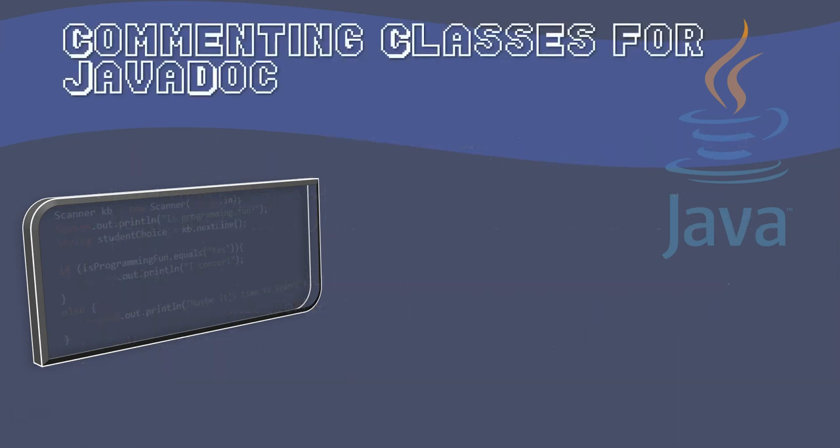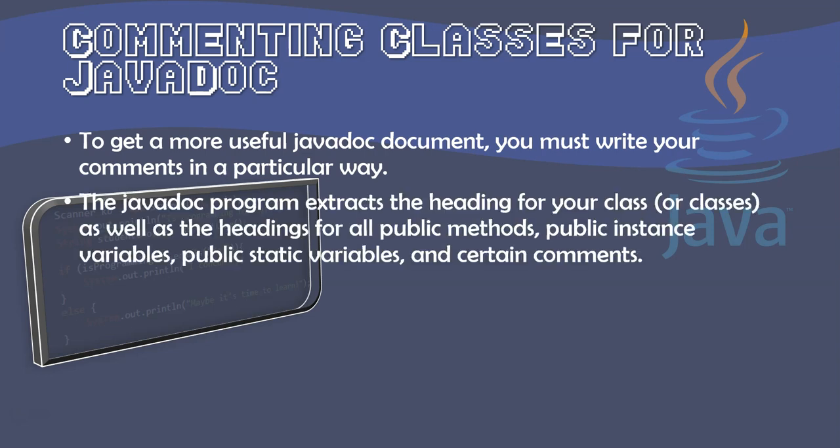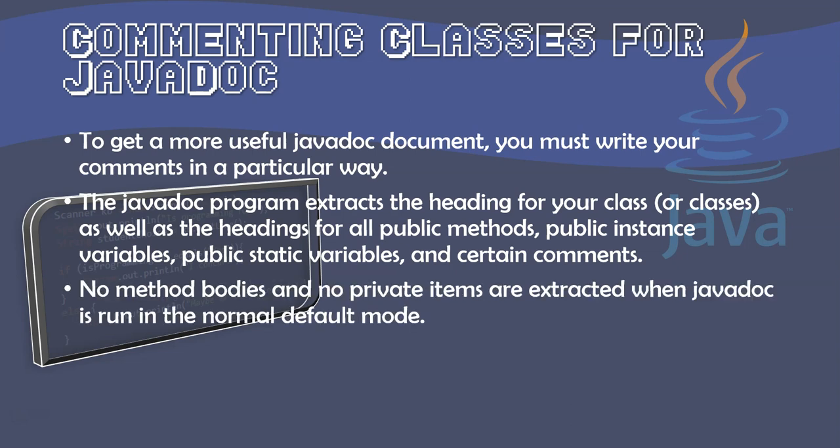First thing you have to understand is commenting your classes for JavaDoc. So if we want to get a more useful JavaDoc document, you must write your comments in a particular way. The JavaDoc program extracts the heading of your class or classes, as well as headings for all public methods, public instance variables, public static variables, and also certain comments. No method bodies and no private items are extracted when JavaDoc is run from its normal default mode. I mean, that would kind of defeat the purpose of having a private modifier if we could extract that information.